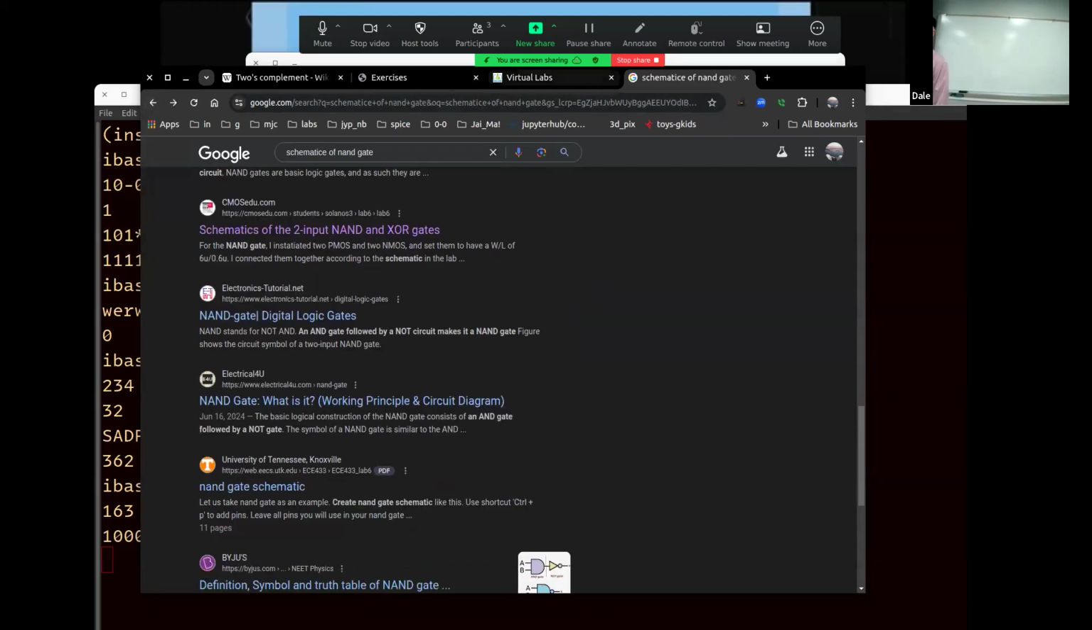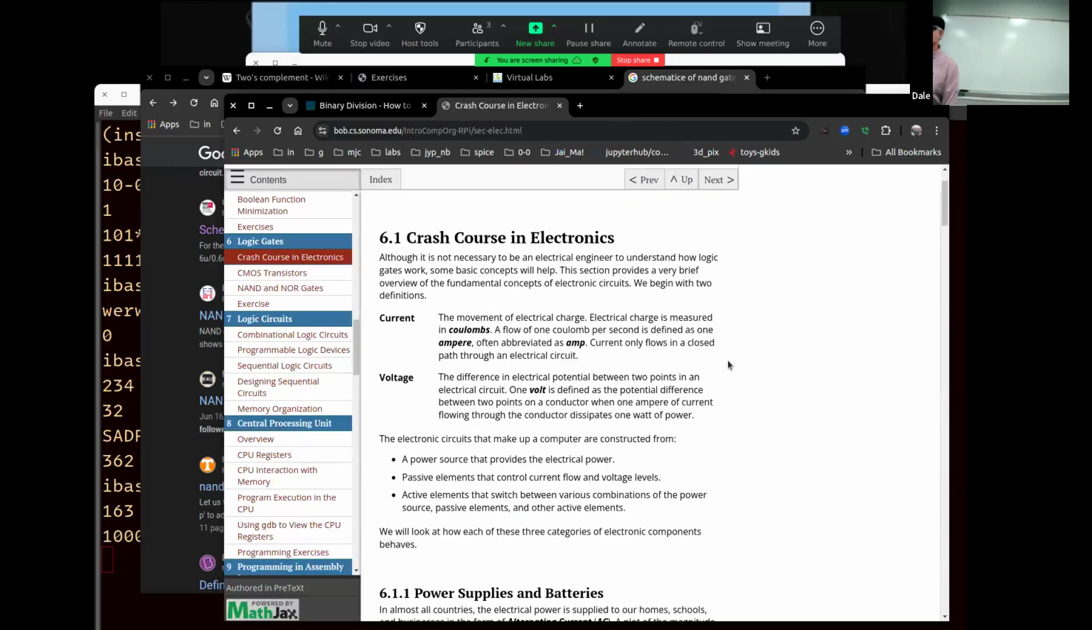Oh, you know where it might be? Let's see if I can find it. I think he put it in his book, Crash Course in Computer Electronics. In the Pi book. There it is, Crash Course in Electronics. Okay, here we go. This is in your free book that I sent you.